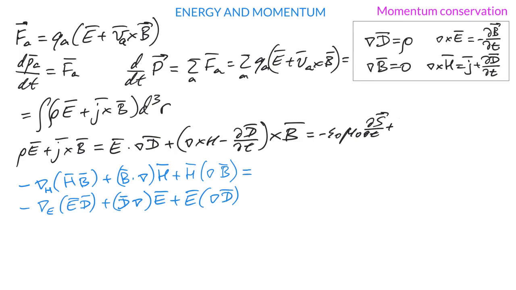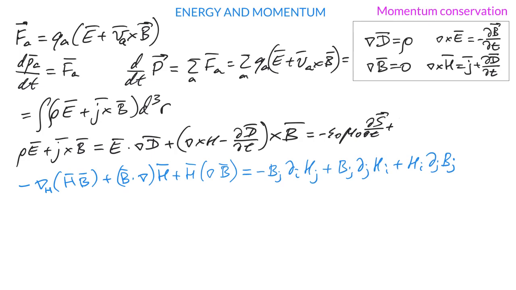So the first term goes as minus bj del i hj, where I use i as the free index. Second term goes as bj del j hi. And the last one is hi del j bj. The last two terms can be combined. This is a derivative of a product. We can write it as dj hi bj.